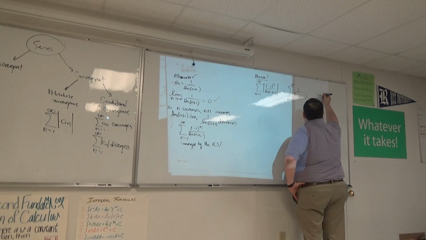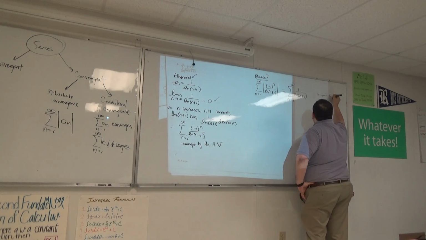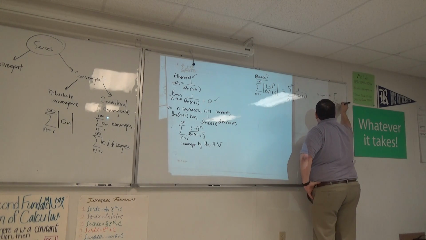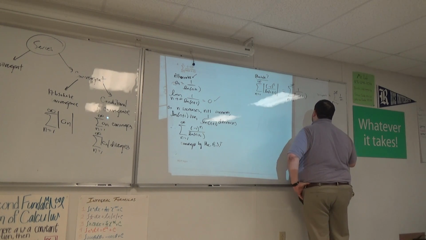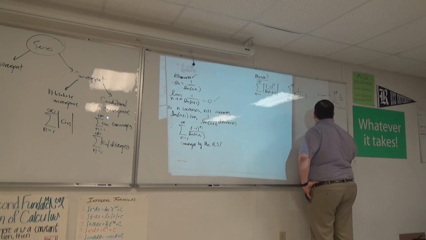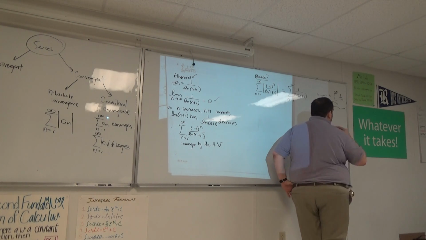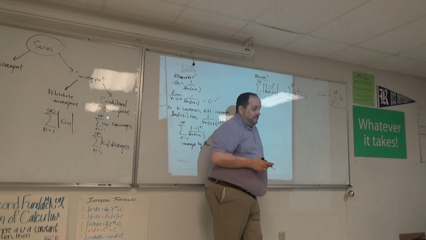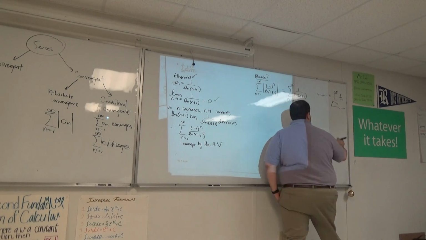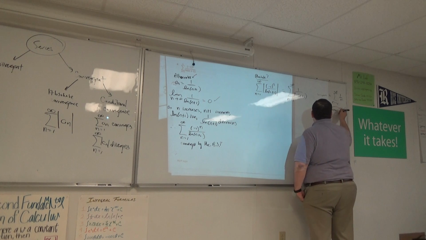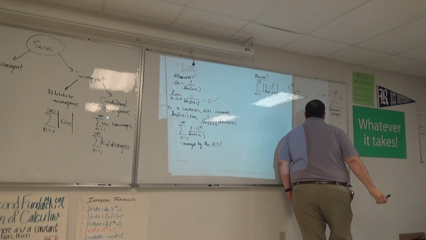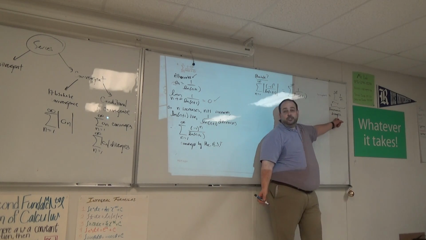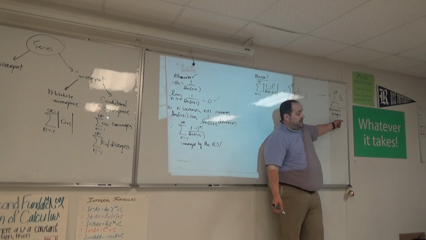So here's what we're going to do. We're going to compare to 1 over n. Why 1 over n? How come we always use 1 over n? Because it's a friendly series. It's harmonic, so it diverges.